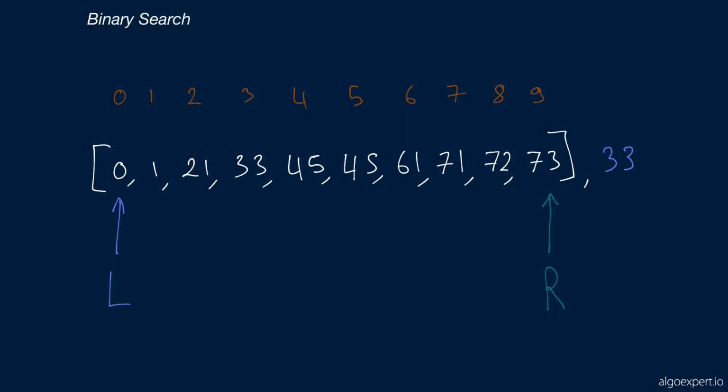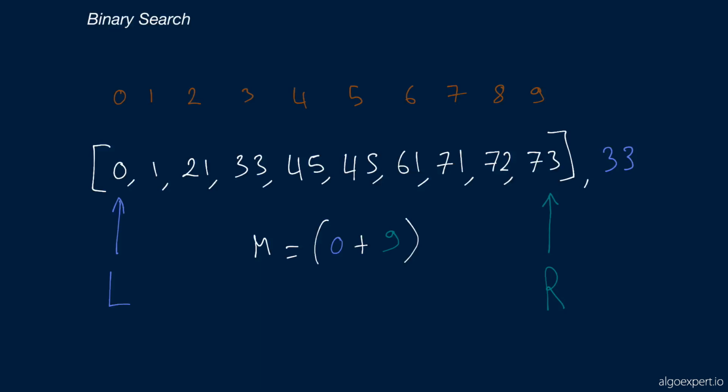Now to calculate the middle number, I'll denote the middle pointer with the letter M, and I'll write it here in the middle. M is going to be equal to the sum of the index L plus the index R, divided by 2. In other words, we're taking the average of these two pointers. So it's 0 plus 9, which is L plus R, and then that sum is divided by 2.